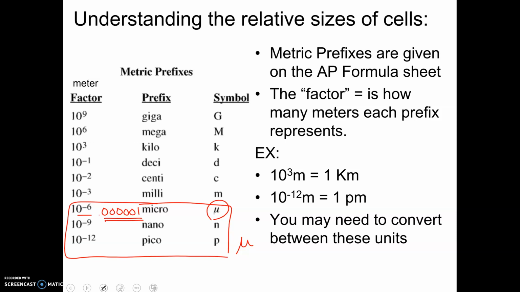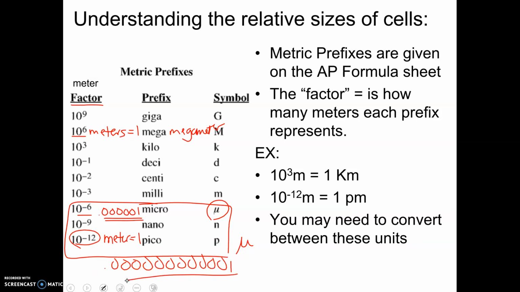If we look here, I know that 10 to the 6th meters is equal to 1 megameter. That's what this basically means, is each of these factors are how much of a meter each of these prefixes represents. So 1 megameter is very big. It's 10 to the 6th meters, whereas a picometer is very tiny. So if you had 1 picometer, you would have 10 to the negative 12th of a meter. This tiny amount of a meter.